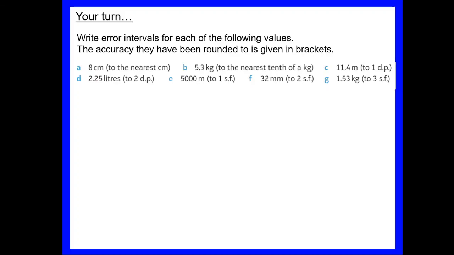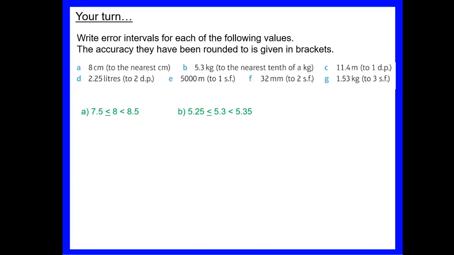Okay, so our first one was rounded to the nearest centimetre then, so we need half a centimetre subtracted and half a centimetre added. So we get 7.5 is less than or equal to 8, which is less than 8.5. For B then, we've been rounded to the nearest tenth of a kilogram, so that's our 1 decimal place. So half of a tenth, remember, is 0.05. So we subtract 0.05, we get 5.25, which is less than or equal to 5.3. Then we add on the 0.05 and we get less than 5.35.